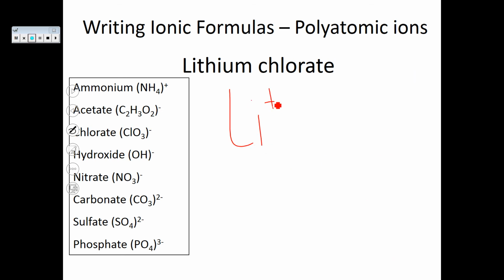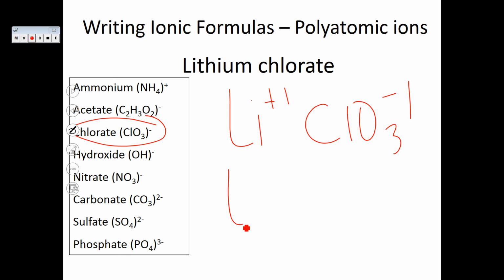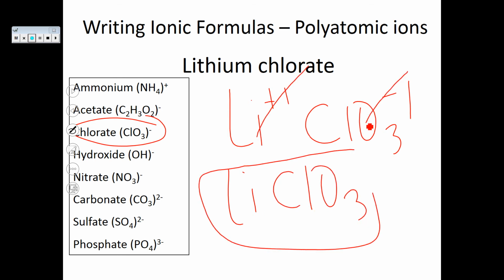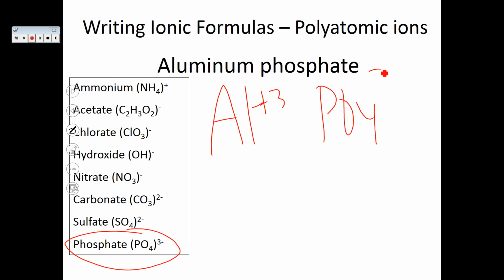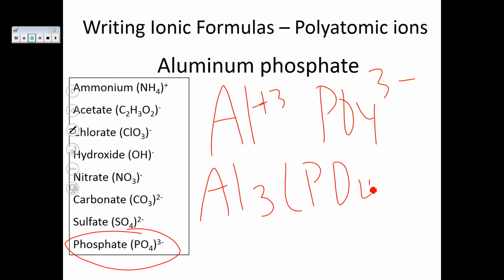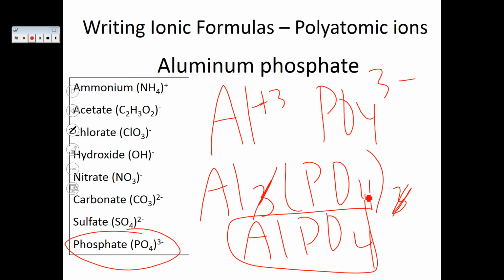Lithium chlorate, lithium is Li+1. Chlorate is ClO3-1. This becomes LiClO3 because those ones will simplify. Aluminum phosphate, Al+3. Phosphate is down here, PO4-3. This becomes Al3 PO4 3, and then these 3s can simplify to 1 and 1, so it becomes AlPO4.